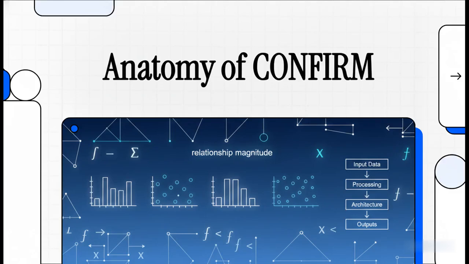Welcome to this explainer. Let's dive right in. Today, we're dissecting the technical anatomy of Confirm. Essentially, this is a deterministic statistical engine specifically designed to measure relationship magnitude. If you work with categorical data and you need strict, quantitative measurements to understand exactly how your variables are interacting, well, you really need to know how this engine works under the hood. So let's jump straight into the math.